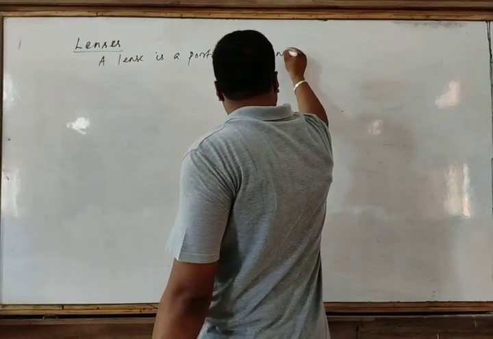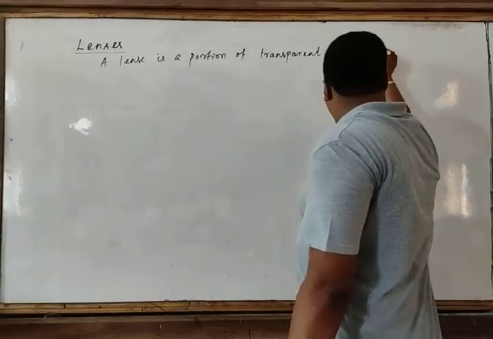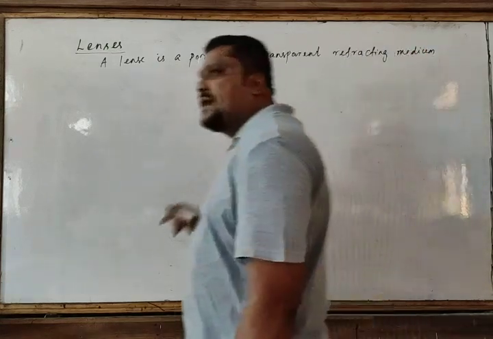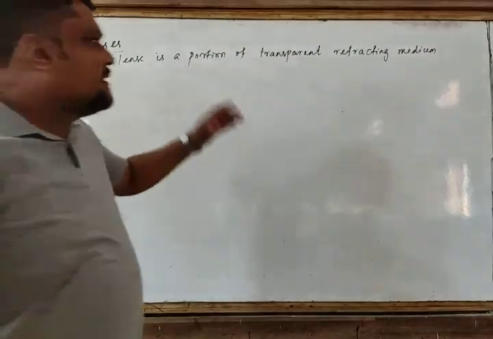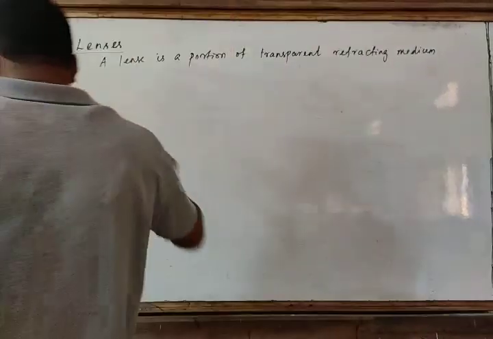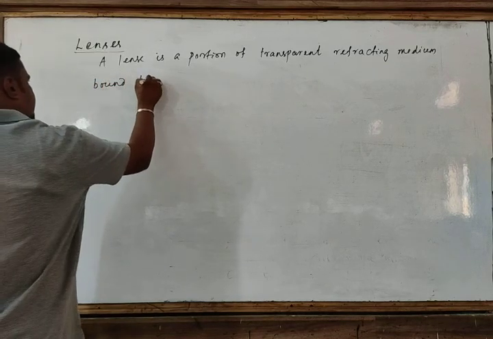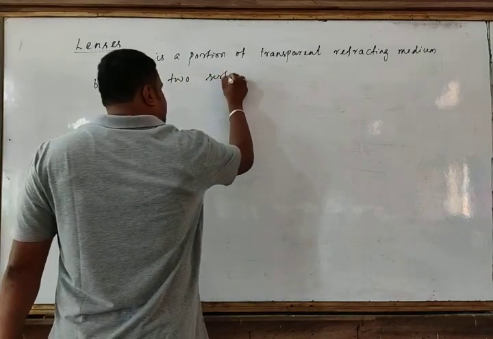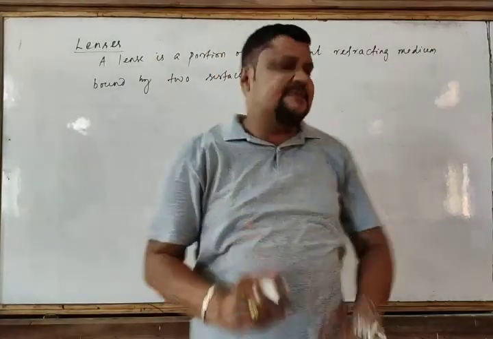a transparent refracting medium. Some portion of a transparent refracting medium means refraction occurs through that medium, right? Bound by two surfaces. If some refractive medium is there, it should be bound by two surfaces.